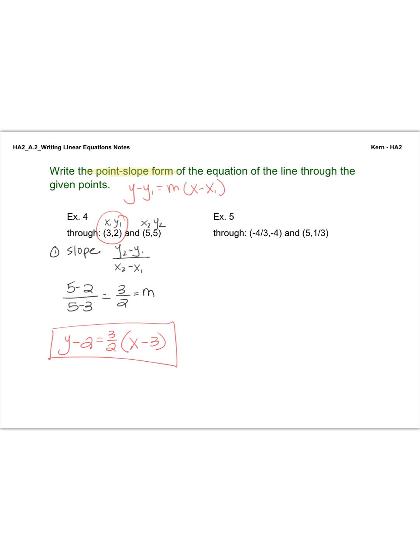You could also use the other point. Like if you decided to use this one, your answer would be y minus 5 equals 3 halves times x minus 5. Either of these answers is acceptable. You don't need both, you just need one. All right, so looking at example number 5, let's find the slope. We have 1/3 minus -4 over 5 minus -4/3. So some fraction maths here. This is 1/3 plus 4 and 5 plus 4/3. You can use your calculator to simplify here.